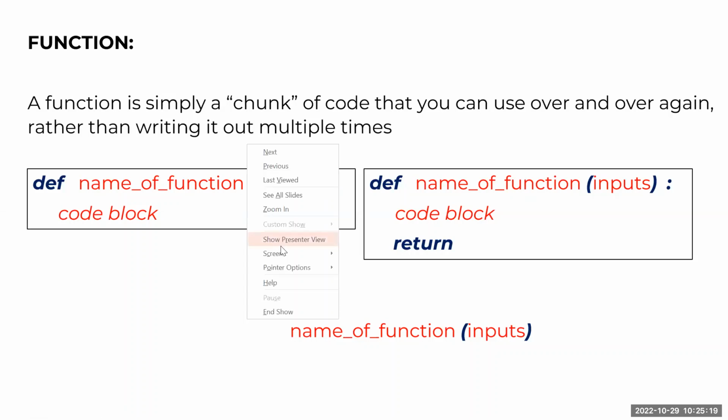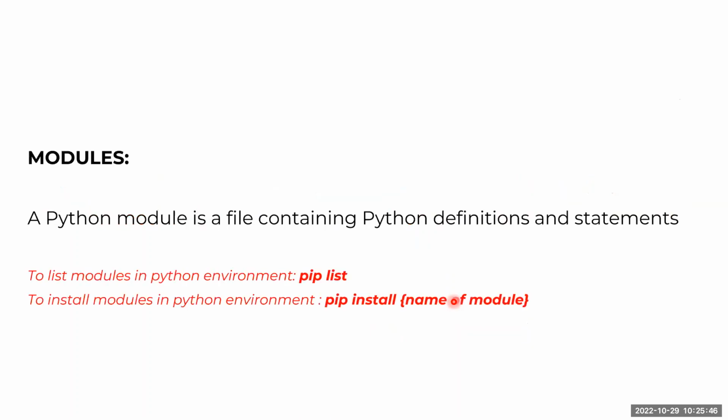When you want to call a function, you call it this way: the name of the function and then the input. So that's all we've done so far, and pretty much these are the building blocks of Python. Today we are just going to progress to talking about modules, and then we'll go into some practical use cases of Python.